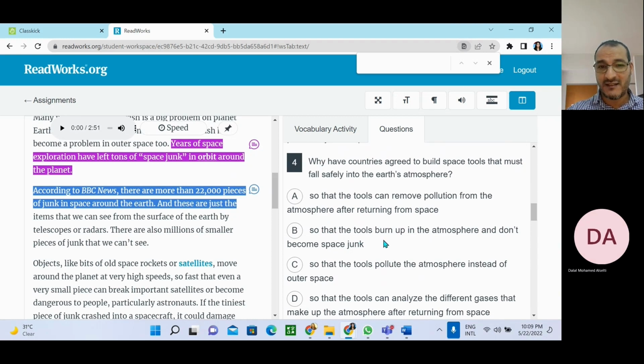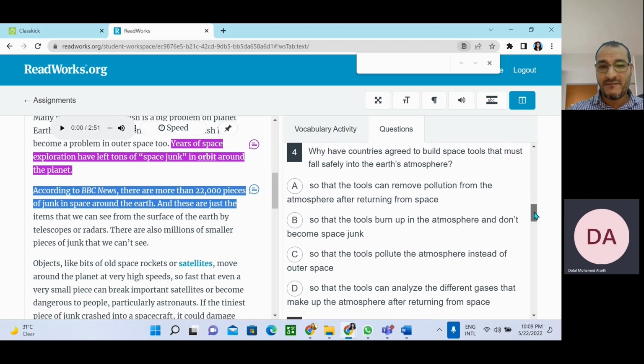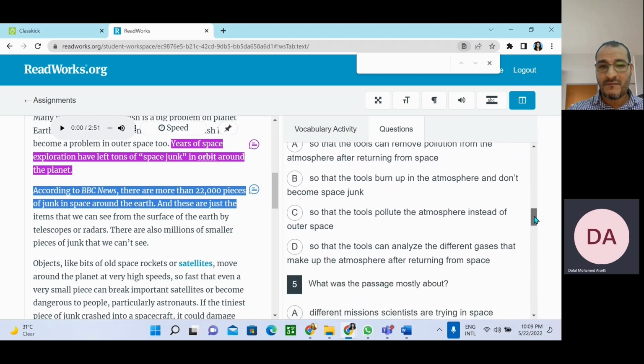The tools will not remove pollution. Up into the atmosphere and don't become space junk, so that the tool burns up. So that the tools pollute the atmosphere instead of outer space. Yeah, pollute the Earth's atmosphere instead of polluting outer space. Of course, this is unreasonable. So C cannot be chosen.